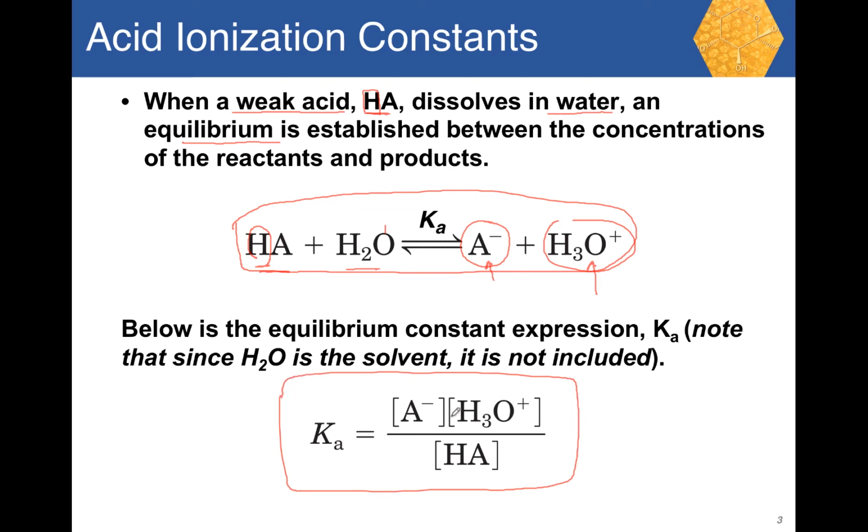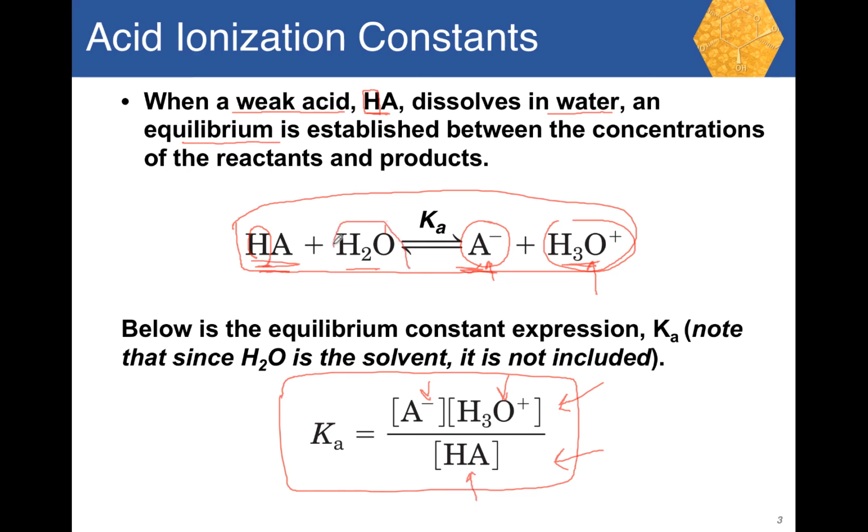As you have seen from previous chapters, we can calculate the equilibrium constant using this expression here, where it's the product divided by the reactant, or to be more specific, it's the concentration of the products at equilibrium divided by the concentration of the reactants at equilibrium. So the numerator here has A minus, which is right here, times H3O plus, which is right here, divided by HA, which is right here.